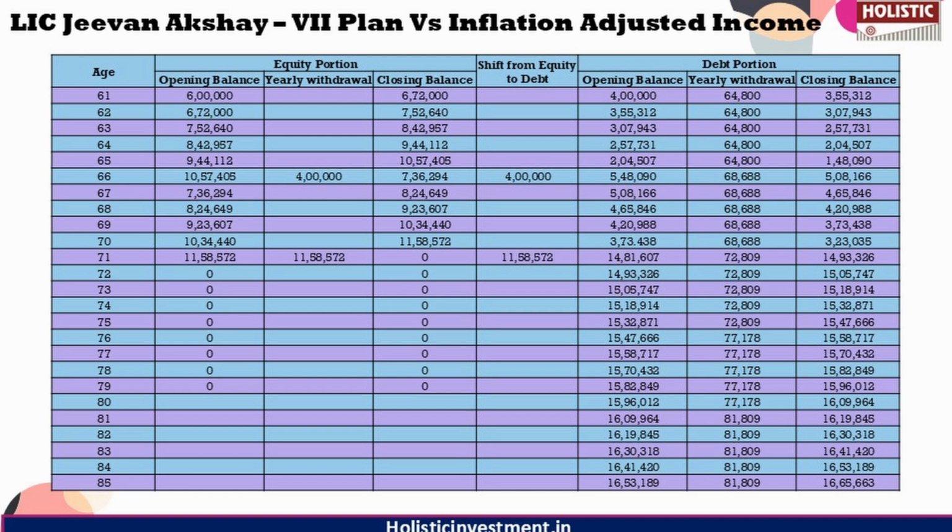Even after this shift, this corpus might outlive you, leaving you with approximately 16 lakhs at the age of 85, which is higher than the returns of the LIC policy. So the 60:40 ratio and the shift to debt at the age of 71 are just for example purposes, and this can be adjusted and customized based on your financial needs. So asset allocation and the shifting of funds between asset classes can be tailored to your risk appetite. So this investment strategy demonstrates the efficient use of your hard-earned retirement corpus.